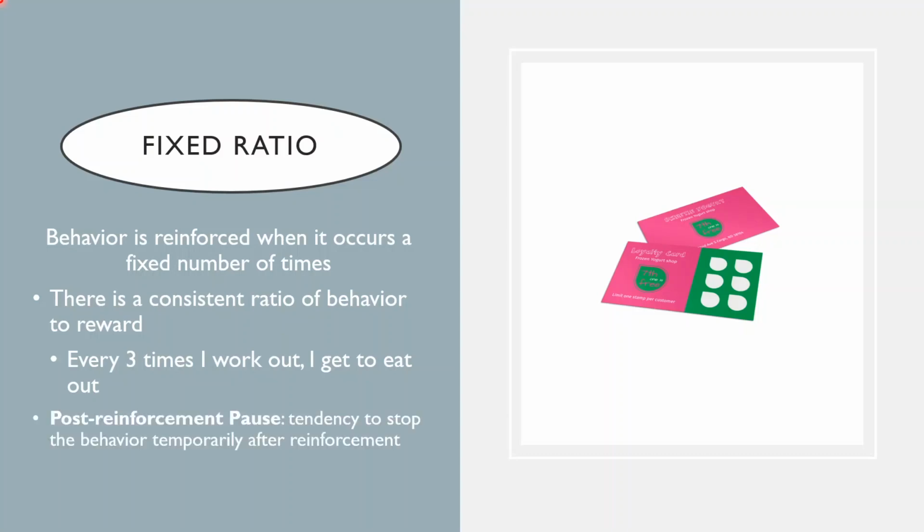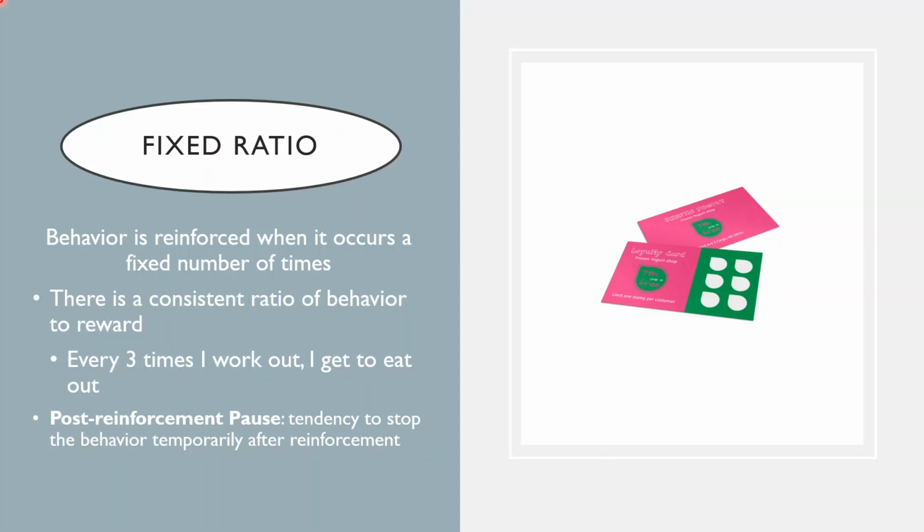Interestingly enough, we know that fixed ratio schedules often carry with them something we call the post-reinforcement pause. And this is the tendency to stop a behavior temporarily after it's reinforced, because we know that, one, I've just received my reward, and two, it's going to be a few behaviors before I receive that reward again. We have a tendency to stop doing that behavior pretty dramatically right after we receive our reward.